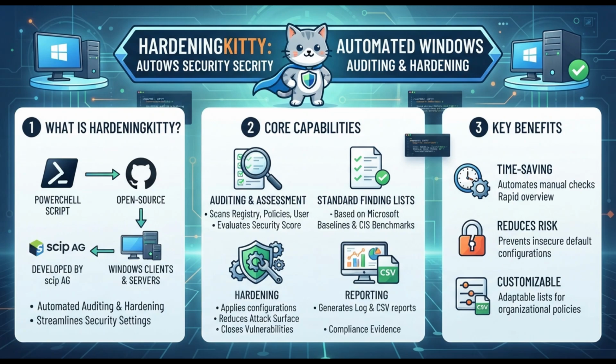HardeningKitty is an open-source PowerShell script developed to help audit and harden the security of both client and server Windows operating systems. Created by the security company SIPAG, this tool allows system administrators and cybersecurity professionals to manage Windows security settings quickly and automatically. Benefits of using HardeningKitty: reduces the risk of misconfigurations.